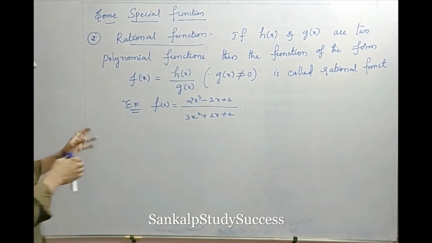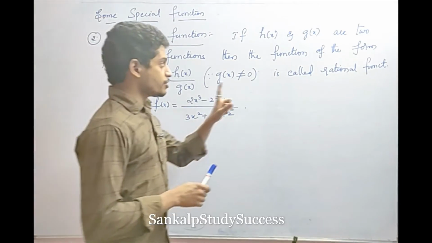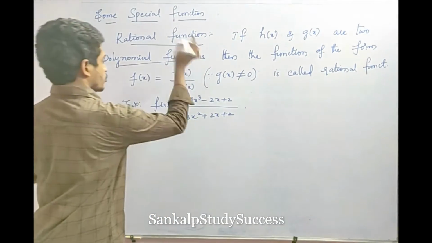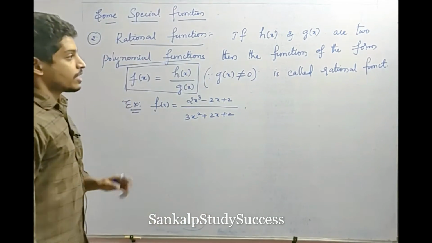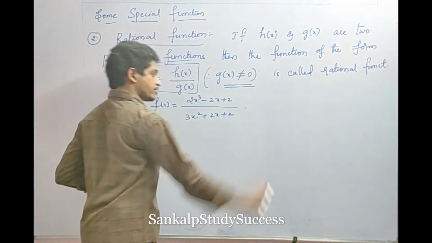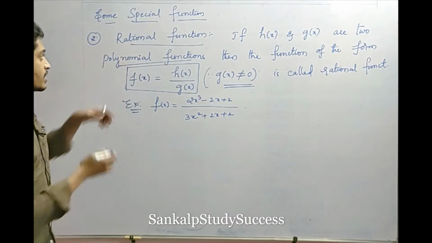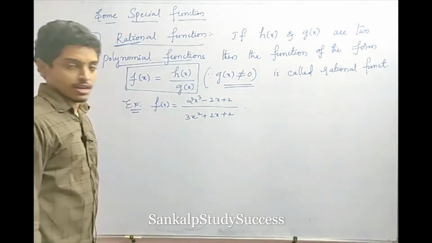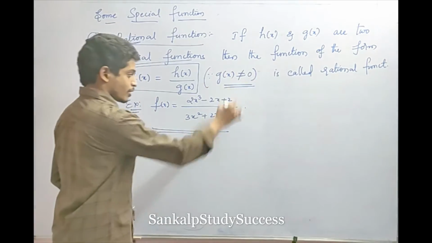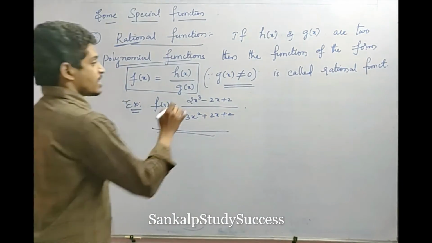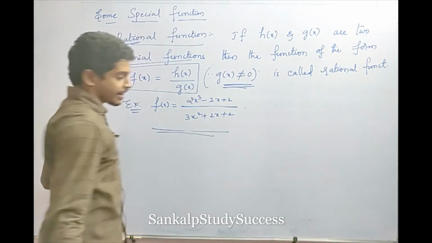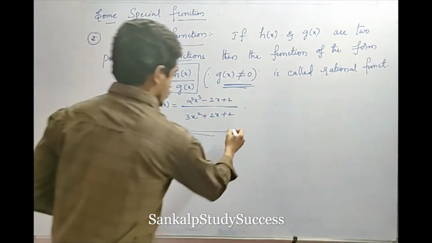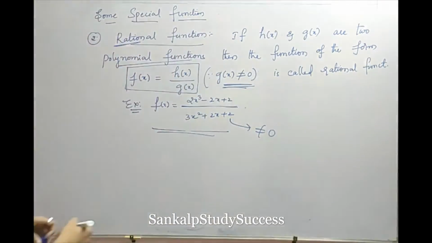So coming to the next function, which is called a rational function. If h of x and g of x are two polynomial functions, then the function of the form f of x equals h of x by g of x is called a rational function, such that g of x should never be equal to 0. It is a ratio. Rational means a ratio of two functions, in the form f of x equals like this, friends. This is called a rational function. In this case, g of x should never be equal to 0, because if the denominator becomes 0, the function will be undefined, right? So the condition is that 3x square plus 2x plus 2 should never be equal to 0. In such cases, these functions are called rational functions, right?